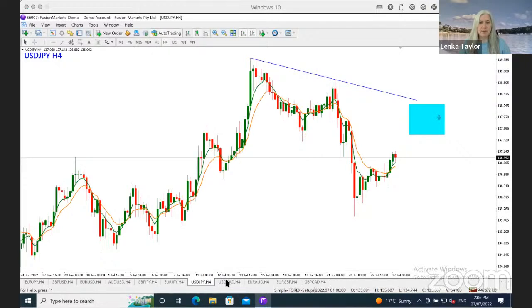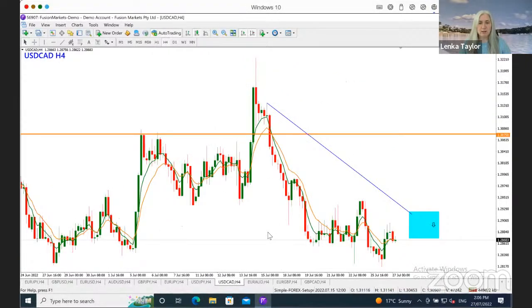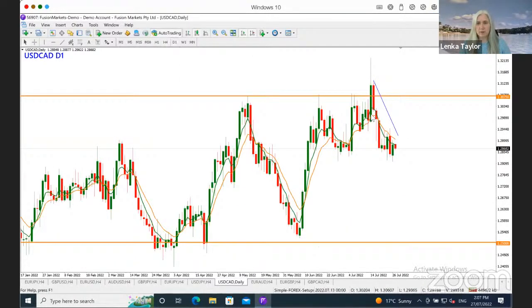The next currency pair I'm looking at is USDCAD. And USDCAD, I'm looking at short. So we've had that price action bounce around the top of that previous level of resistance. We've had a number of touches, and we had a bit of a false break and coming down. So still looking at short opportunities on this pair.